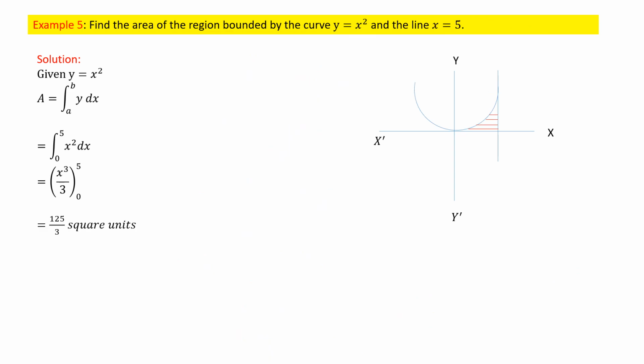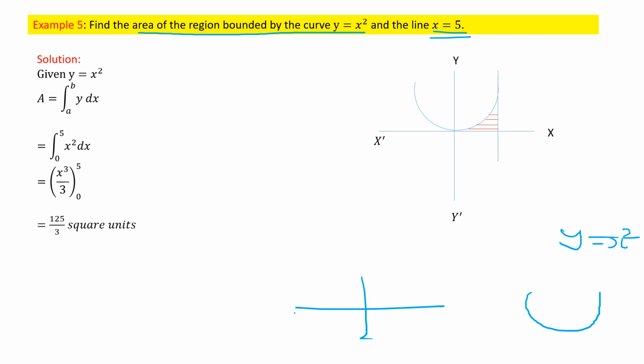Let us see one more problem. Find the area of the region bounded by the curve y equal to x squared. So y equal to x squared is again a parabola, but this time it is open up, and we have a line x equal to 5. So let us draw this one. So this is my x-axis, this is my y-axis. We have a parabola open up, and I have a line, let us say x equal to 5. So this is x equal to 5. So this is the region I want to calculate.